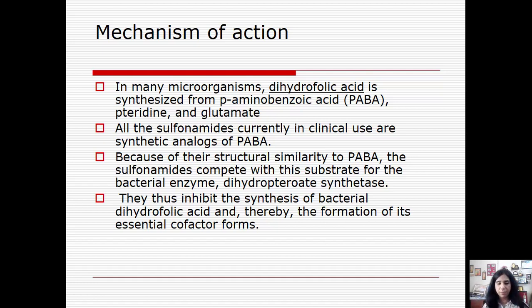dihydropteroate synthetase. Remember, the P is silent here. It is called dihydropteroate synthetase. Thus, they inhibit the synthesis of bacterial dihydrofolic acid, and thereby all the subsequent steps, including the formation of essential cofactor forms. So in a nutshell, the sulfonamides inhibit dihydrofolic acid synthesis by being structural analogues of PABA.